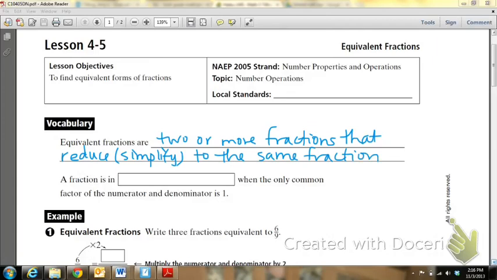And a fraction is in simplest form when the only common factor of the numerator and denominator is 1. So there's no number other than 1 that goes into both numbers in the fraction. That means it is fully simplified or fully reduced, and it is in simplest form. So pause the video and copy that down before moving on to the next example.